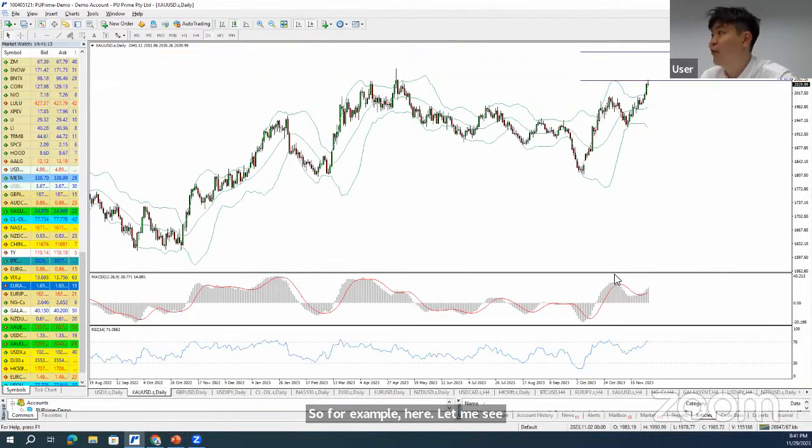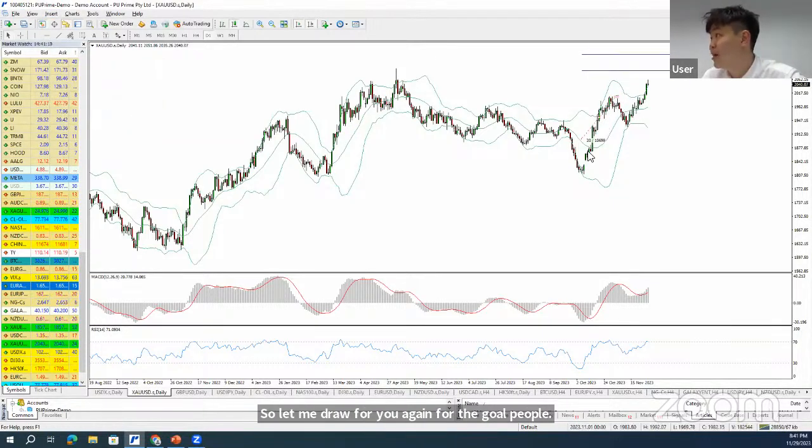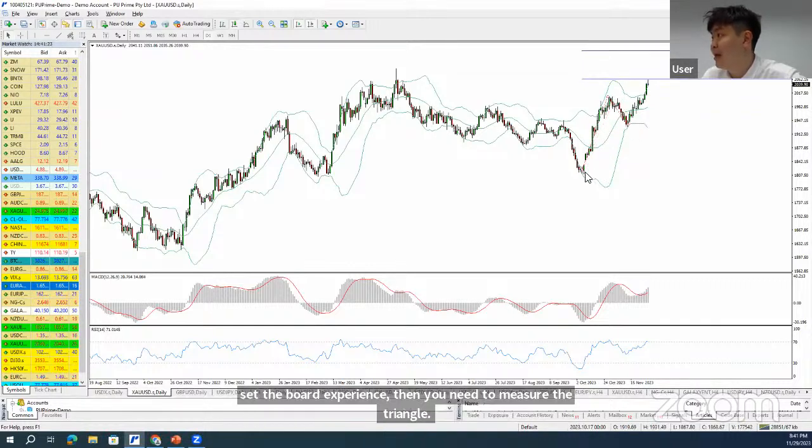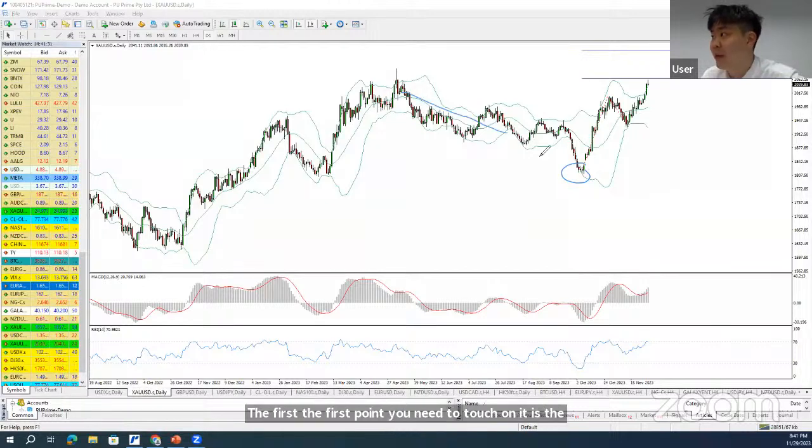So let me draw for you again for the gold people. So Fibonacci expansions. Then you need to make sure the triangle is working. Imagine the first point you need to touch is the first rebound on the charts. After that, it keeps dropping, then after it hits a certain point, it experiences a certain rebound. So this is where you need to draw your first point.